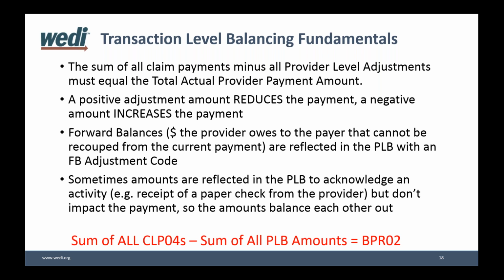Sometimes the amounts are reflected in the PLB just to acknowledge activity. When this happens, it could be for acknowledging the receipt of a paper check for an overpayment recovery or something of that nature. They don't impact the actual amount. They're just informational only. And they'll generally have a negative entry and a positive entry to offset it so that it doesn't affect the balancing, it just equals each other out. So in this case, the sum of all CLP04s minus the sum of all the adjustments equals BPR02. And I say minus, it could be a negative or a positive in that case. Next slide.